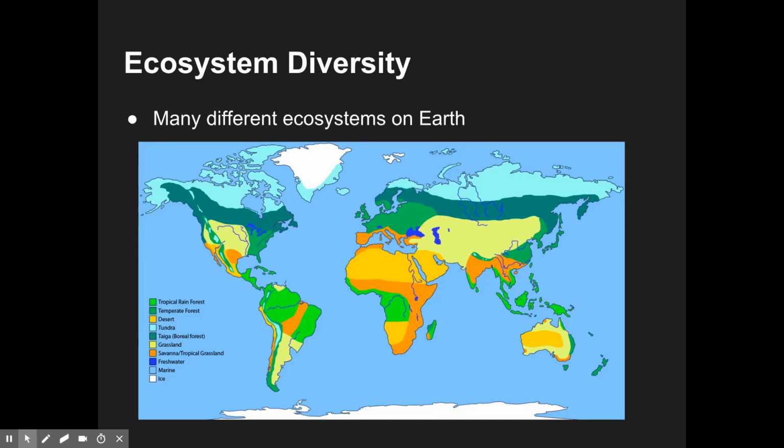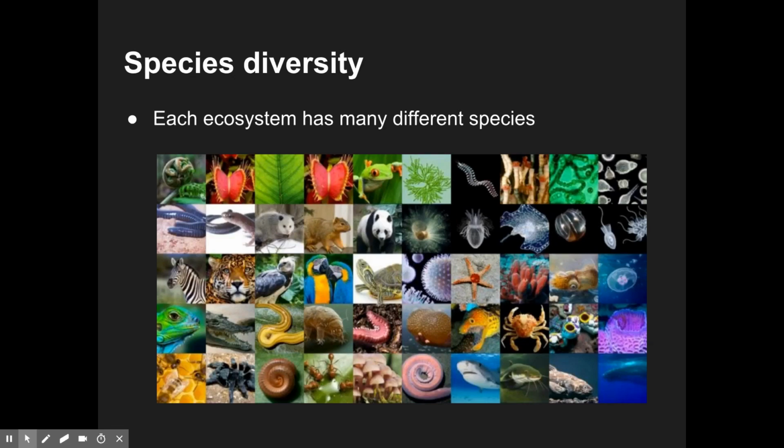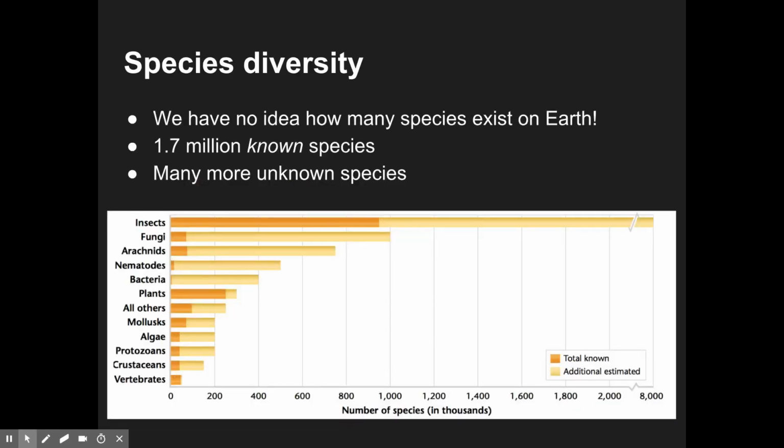And each ecosystem on this planet has its own collection of many different species, and that's species diversity. We don't even know how much species diversity is on the planet. There are 1.7 million known species, but we suspect that there are many more unknown species than known species. Most estimates put it at around maybe 10 million species on the planet. Of course, that number is shrinking every day because species are going extinct much faster than species are being formed by the process of speciation.